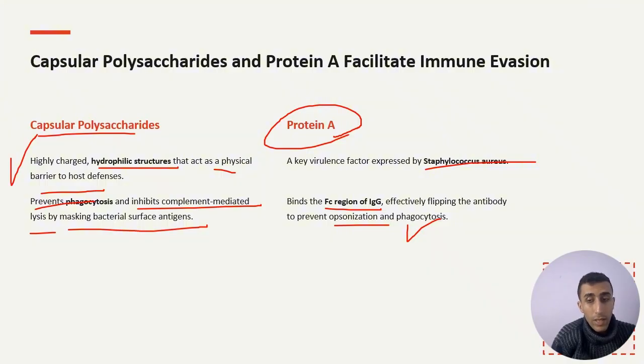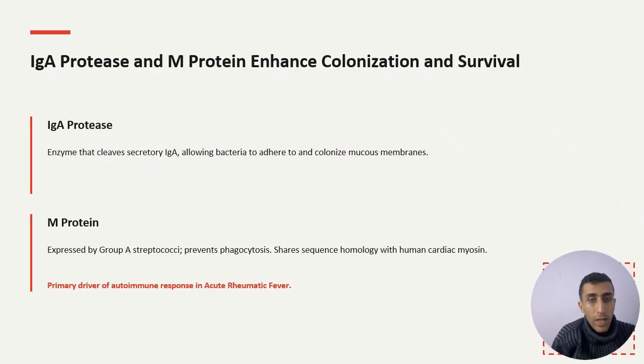So the antibody has a certain 3D structure, and by Staph aureus protein A binding to this Fc region, it flips the antibody. So it makes another configuration and interrupts the opsonization process. So protein A interrupts the opsonization process by binding to the Fc region of the IgG and interrupting the 3D structure by flipping the antibody. This is how it is a virulence factor for Staph aureus.